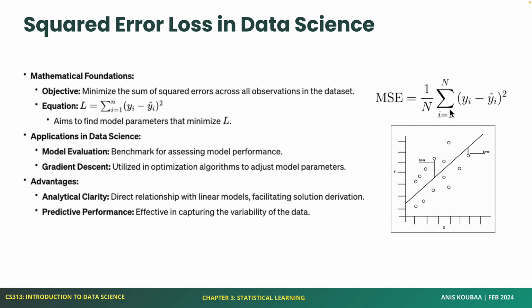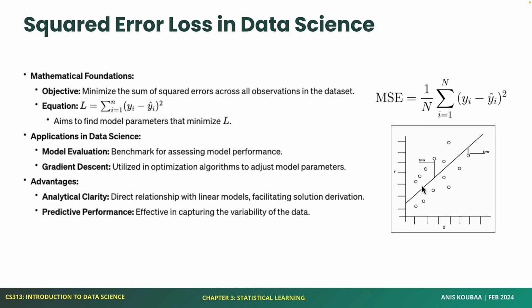I accumulate all the errors and divide by n to get the average error. This is why we call it the mean square error. Mean is average, and square error is because we do y minus y hat squared. This is the equation, pretty simple. I take point by point, calculate the square difference, sum everything, and calculate the average.